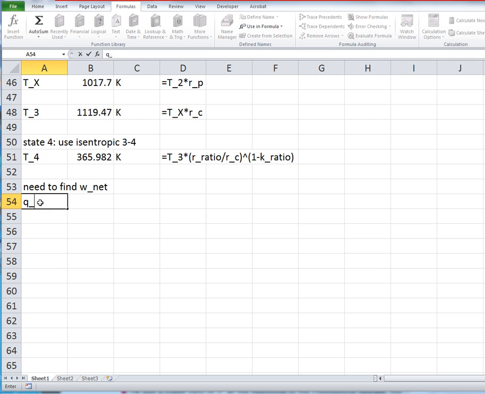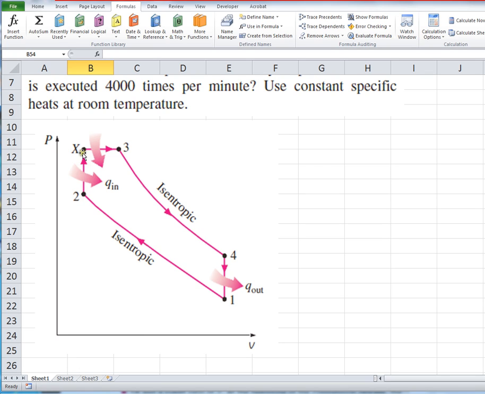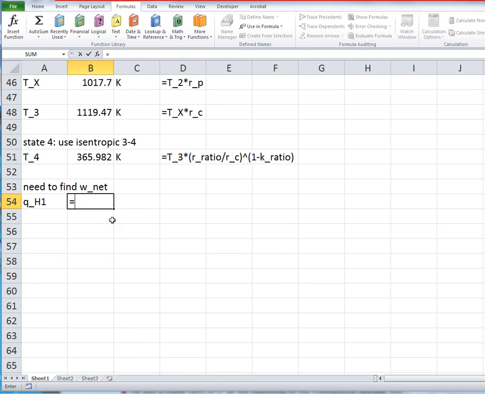What I call QH1 is this heat added at constant volume, and QH2 will be this part added at constant pressure. So for the constant volume part, it's just the delta U, and with constant specific heats, the delta U is just CV times the delta temperatures. So it looks like there's about 66 kilojoules per kilogram.